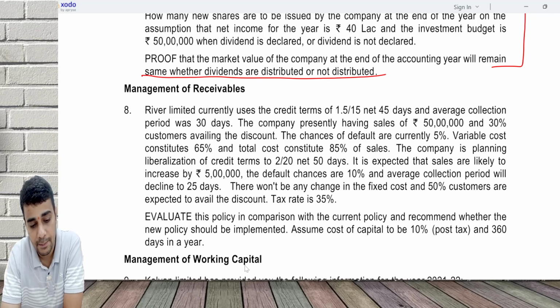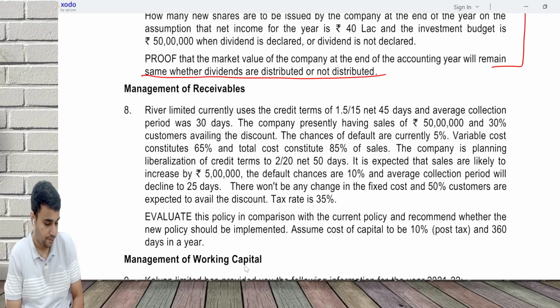Company is planning liberalization of credit terms to 2/20 net 50. Sales will increase by 5 lakh. Default chances are 10%. Collection period will decline to 25. Won't be any change in fixed costs and 50% customers are expected to avail the discount. Tax rate is 35%. Evaluate the policy in comparison. Recommend whether new policy should be implemented. Cost of capital to be 10% post-tax, 360 days in a year.